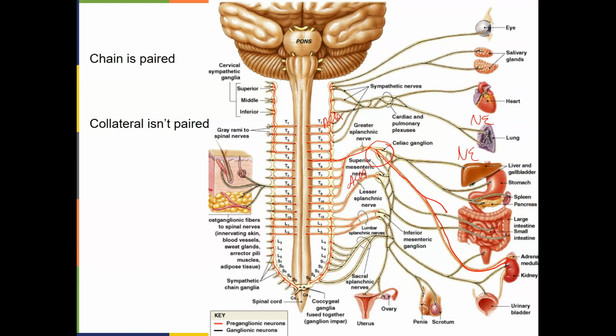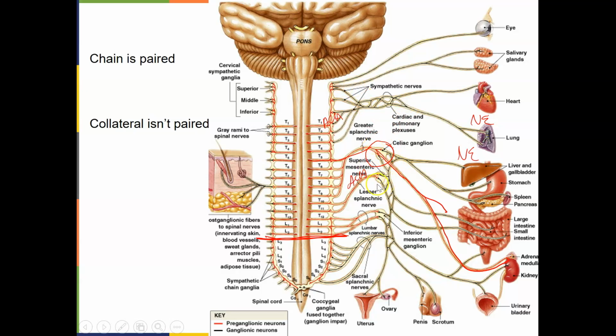Now, it usually ends with the lumbar at L2. We will be getting to L3, 4, and 5, and then the sacral region in a few minutes. So anyways, the chain ganglia are always paired. So you have one and two, T1, T2. The collateral ganglia are not paired. You only have one. So there's only one celiac ganglion.